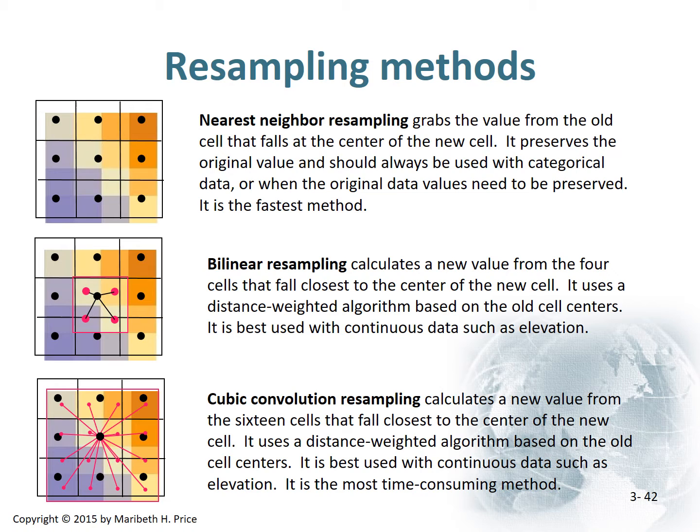Like I said, you can read here exactly what they do and how they work, but just make sure you get this. Nearest neighbor looks at the closest cell and uses that value. Bilinear takes the four closest and uses a distance weighted algorithm. Cubic convolution does the same thing, except it looks at 16 cells. Again, cell centers, linear distance weighted algorithm.